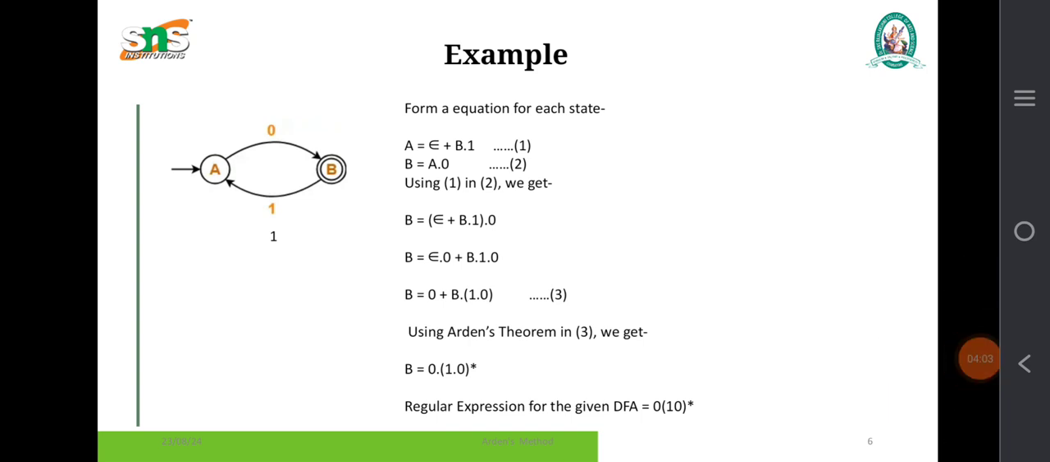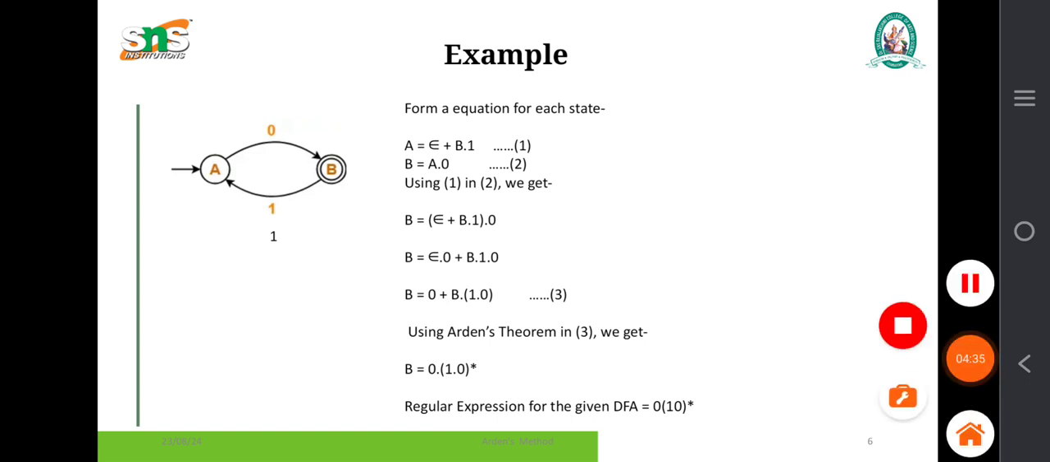The difference between the state elimination method and Arden's method is that in state elimination you get the regular expression by eliminating the states, but here you form equations for each and every state, and you have to follow the condition that your state diagram should not have any epsilon. So by using Arden's theorem, we have formed the regular expression, that is, we have converted the DFA into a regular expression.